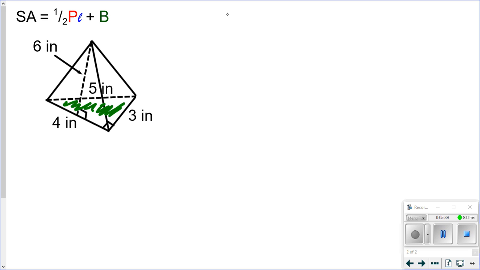So the first value we're going to find is the perimeter of the triangle. And so we're just looking at this triangle down here. This is the base of the pyramid. And this side's 4, this is 3, and this is 5. So we just add those together. 4 plus 3 plus 5, and we get 12 inches.